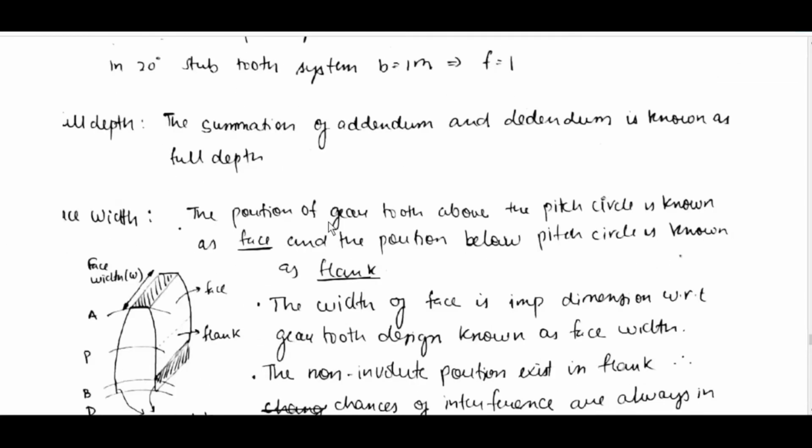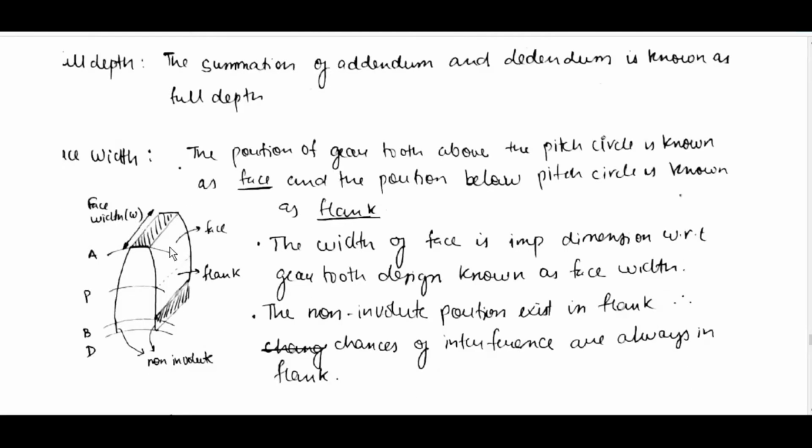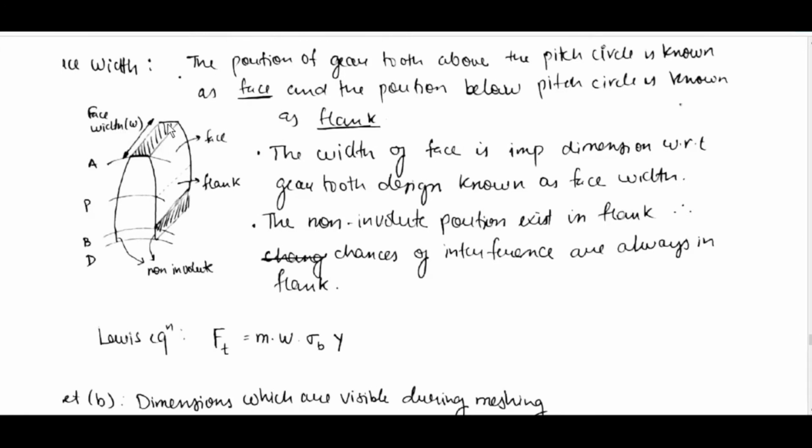Face width. The portion of gear tooth above the pitch circle is known as face, and the portion below pitch circle is known as flank. Like this is face, this is flank, this is pitch circle. The width of face is an important dimension with respect to gear tooth design and is known as face width. Face width is this W.